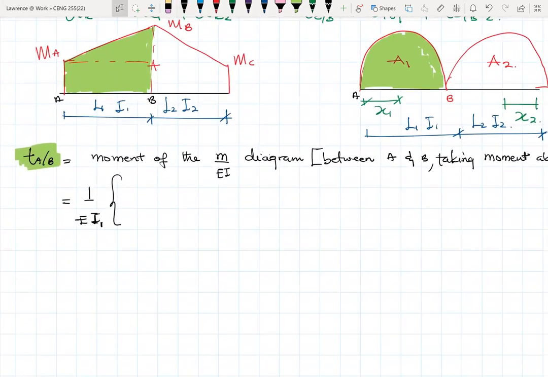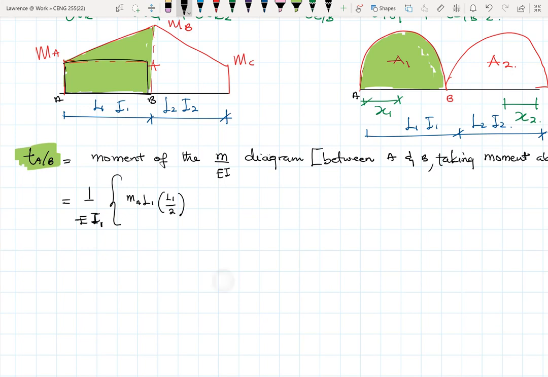So the first area will be MA times L1. This will be the area of this rectangle right there, so that's the MAL1. Then this is multiplied by, since I'm taking moment about A, about half the distance of L, so times L1 over 2. This is the moment of the M over EI diagram from the moment area method.